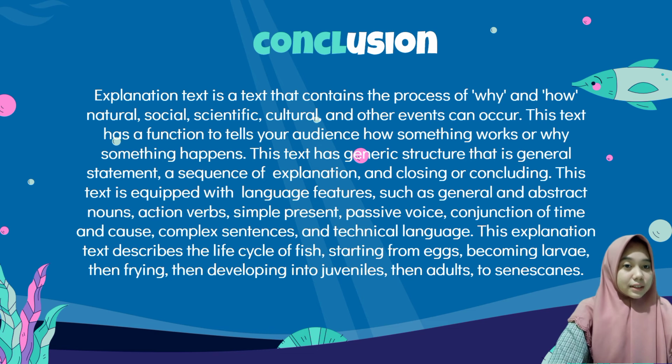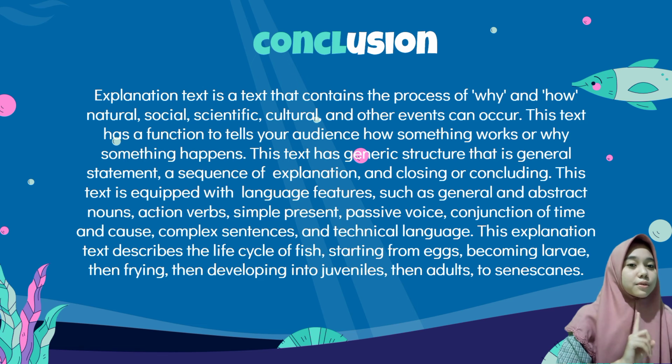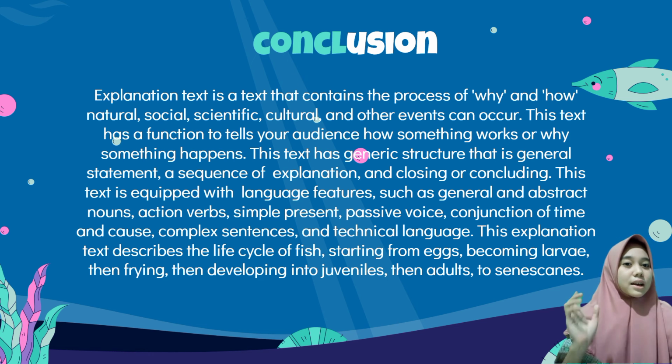And next, I will read the conclusion of this material. So, an explanation text is text that contains the process of why or how an event can occur. Its function is to tell the audience why or how something happened. This text has a general structure, namely general statement, a series of explanations, and closing. It is equipped with language features such as general and abstract nouns, action verbs, simple present, passive voice, conjunction of time and cause, complex sentences, and technical language. This text describes the life cycle of a fish from eggs until senescence.